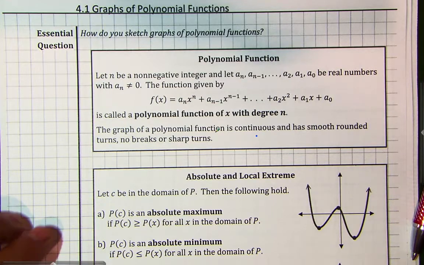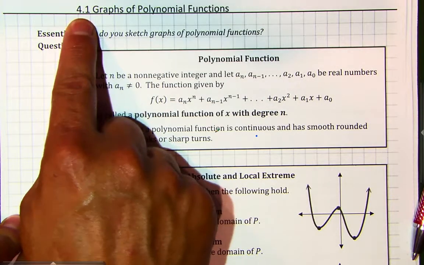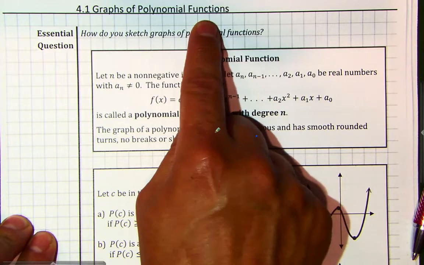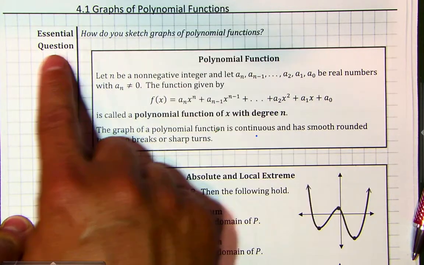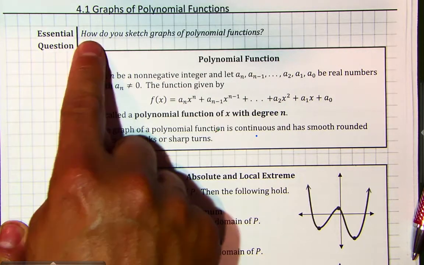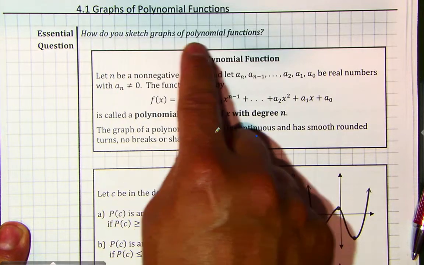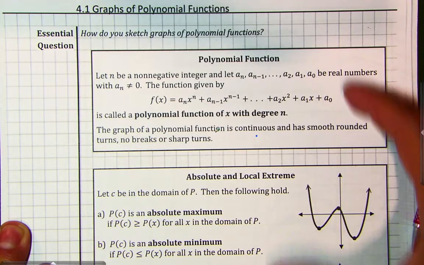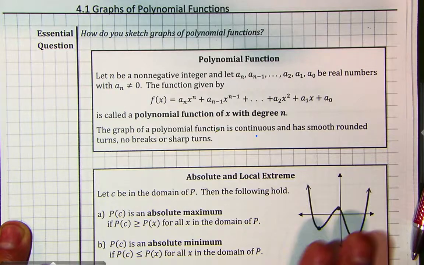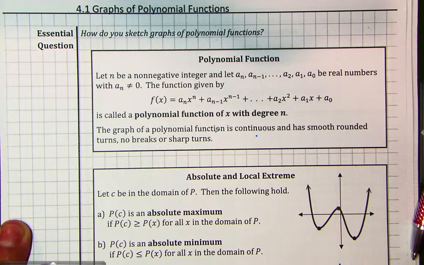Today we are going to cover section 4.1, graphs of polynomial functions. Take the time to write down your title, your essential question as well: how do you sketch graphs of polynomial functions? Take the time to paste your cutouts. Go and pause it, and we'll start once you are ready.